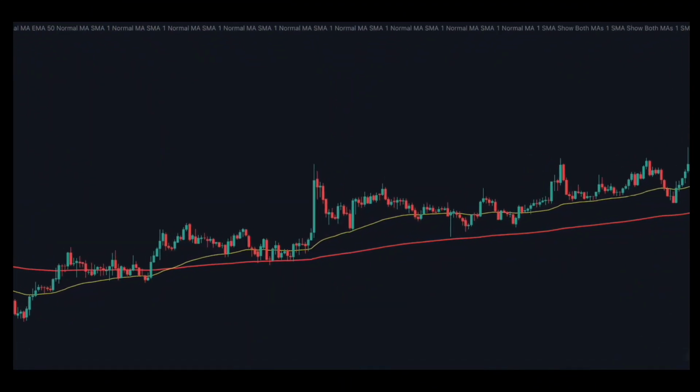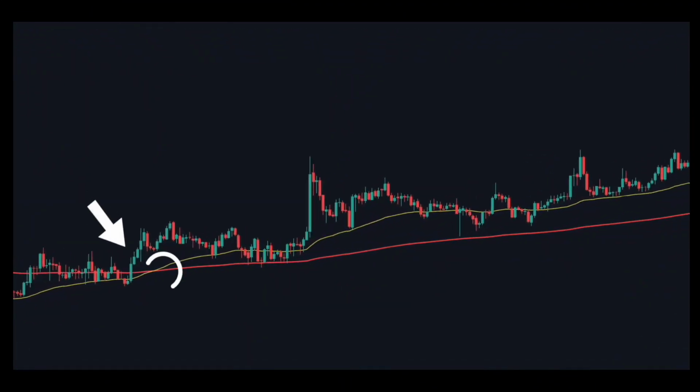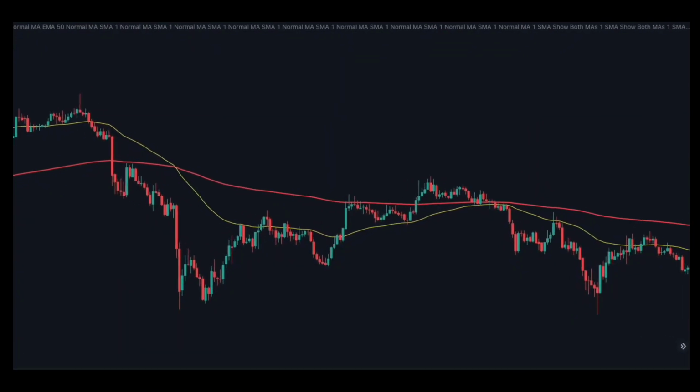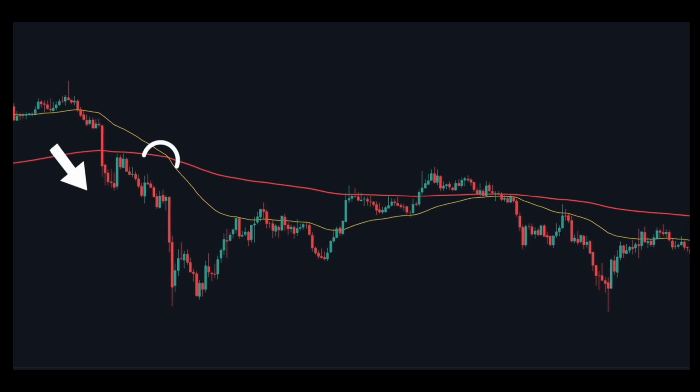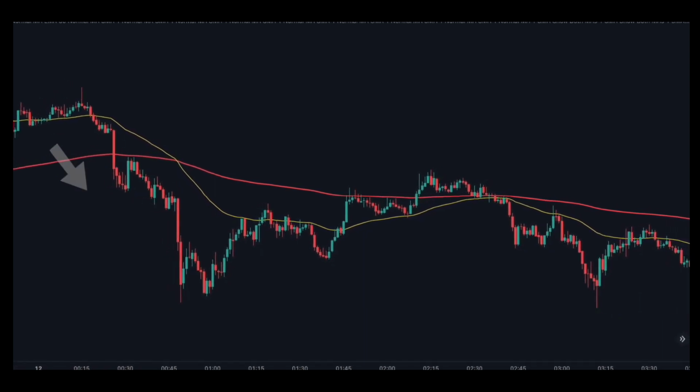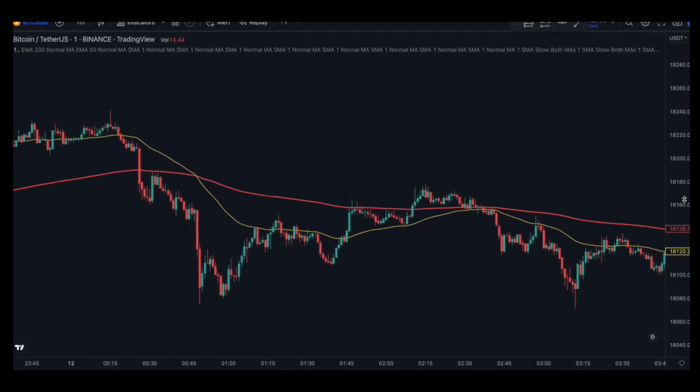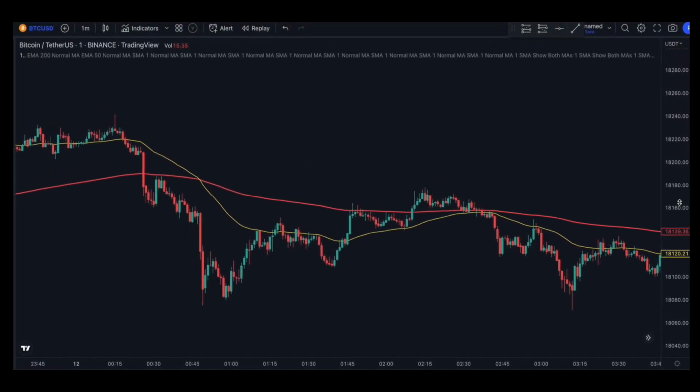If the price breaks above the EMAs and the 50 EMA crosses the 200 EMA to the upside, the uptrend is confirmed. During the uptrend only long positions can be taken. When the price breaks below the moving averages and the 50 EMA crosses the 200 EMA to the downside, the downtrend is confirmed. Make sure to only take short positions during this time.